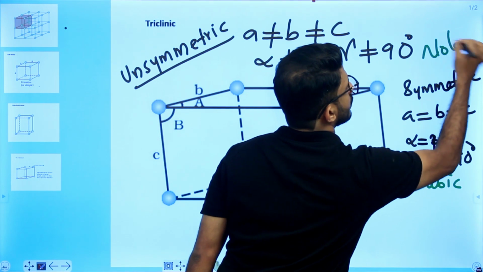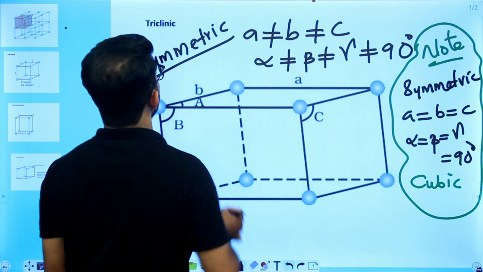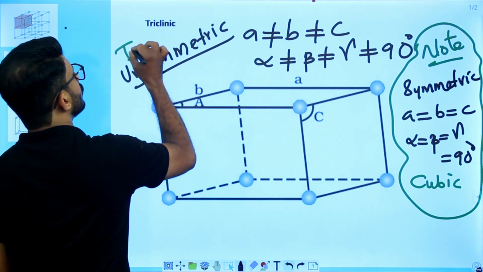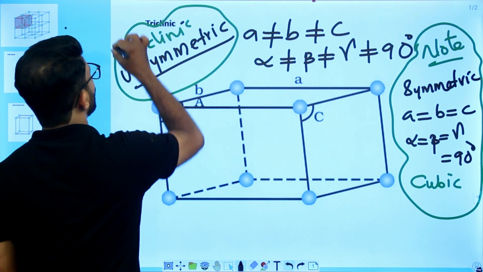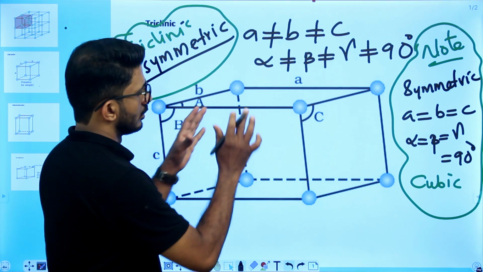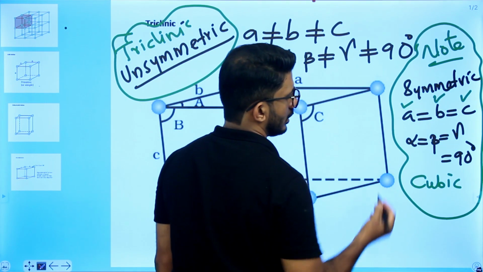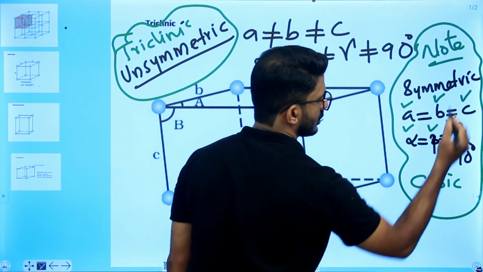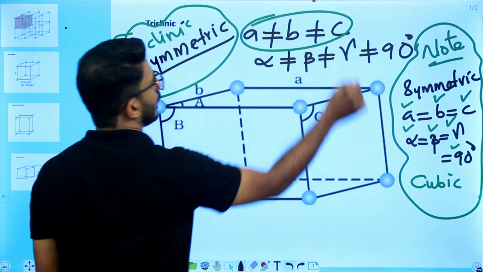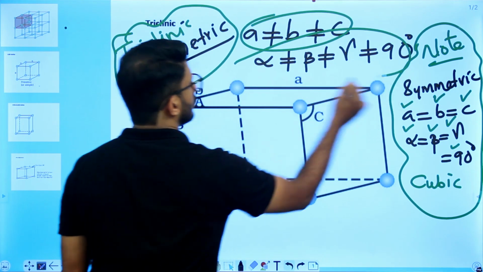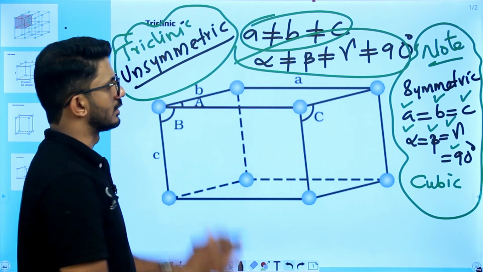You note this point. Cubic is the most symmetric one, and triclinic is the most asymmetric one. Cubic is most symmetric because A is equal to B is equal to C, alpha is equal to beta is equal to gamma is equal to 90 degree. Here all are not equal. A not equal to B not equal to C, and all angles are not equal, and not equal to 90 degree, and that is called a triclinic crystal.